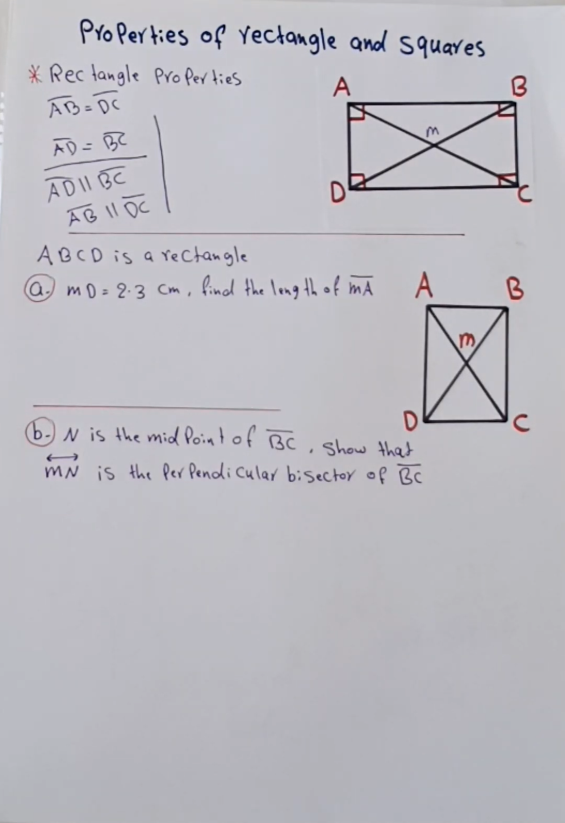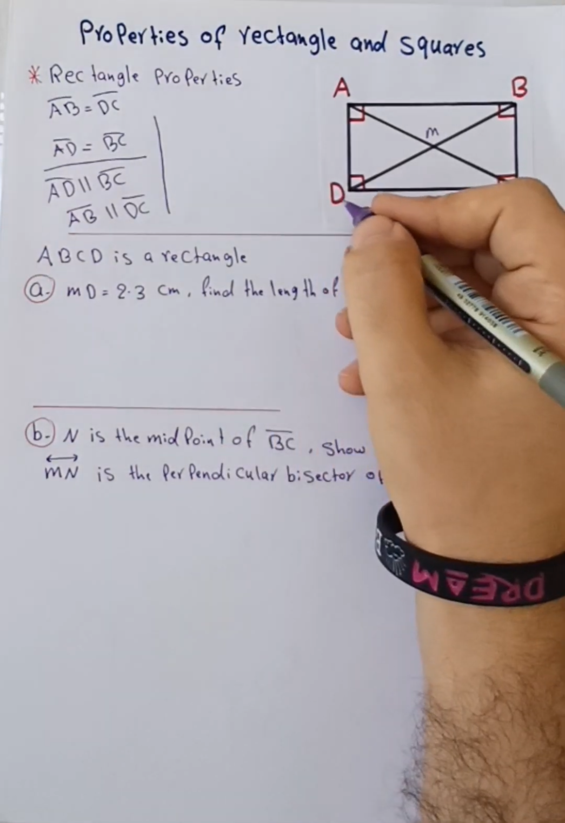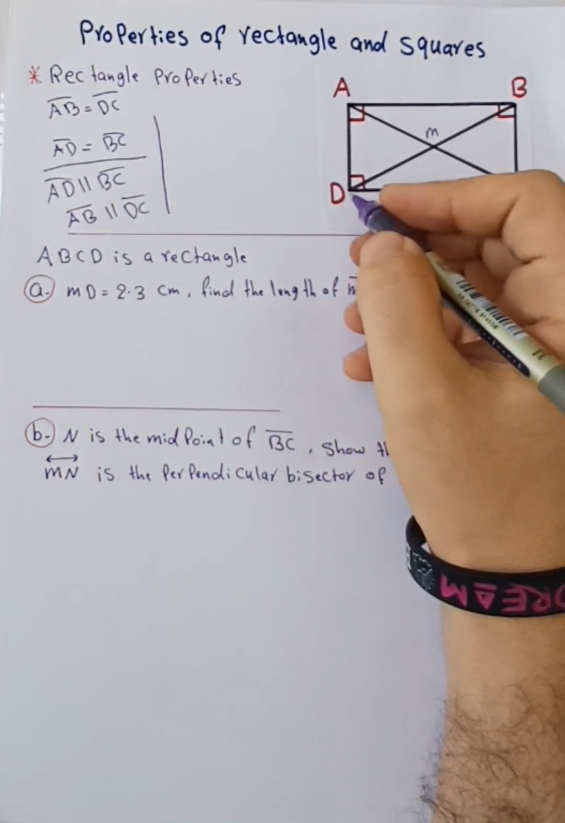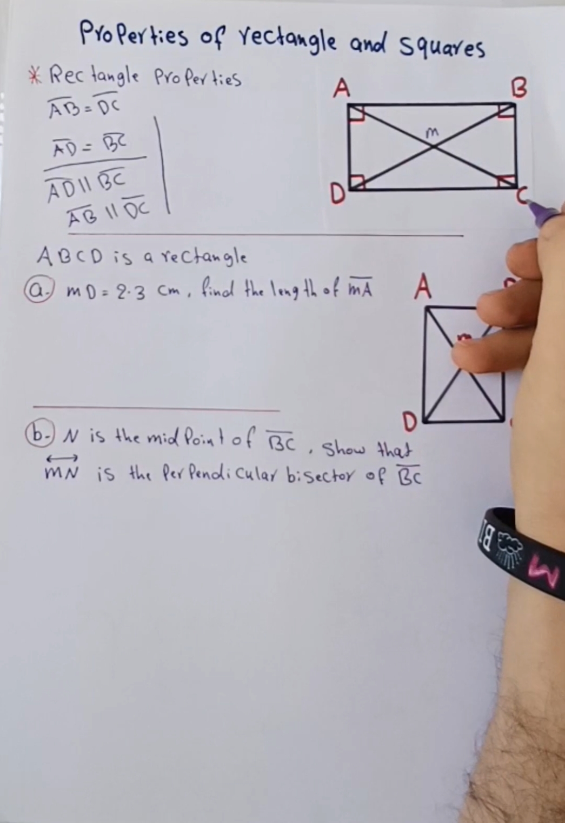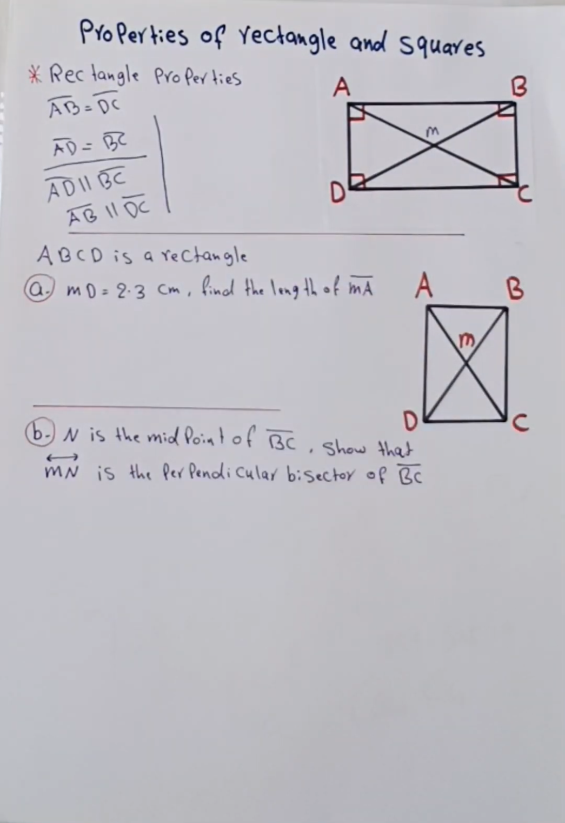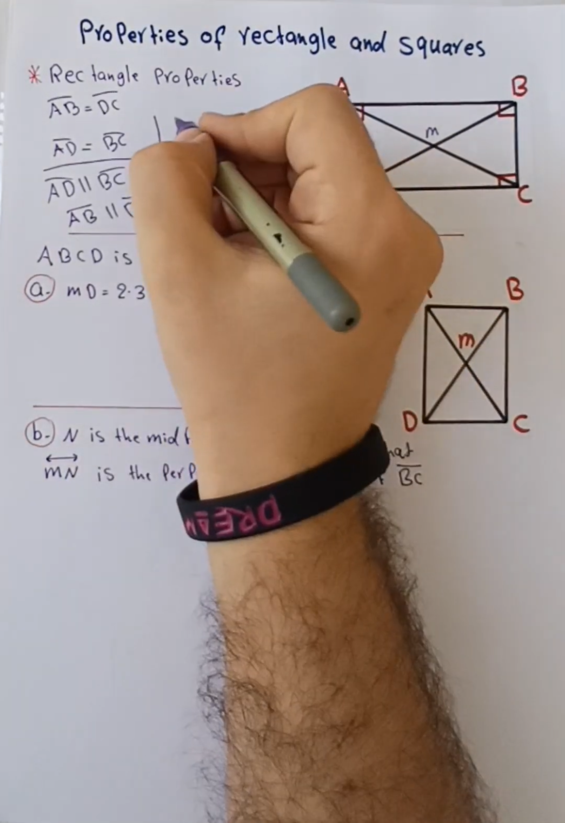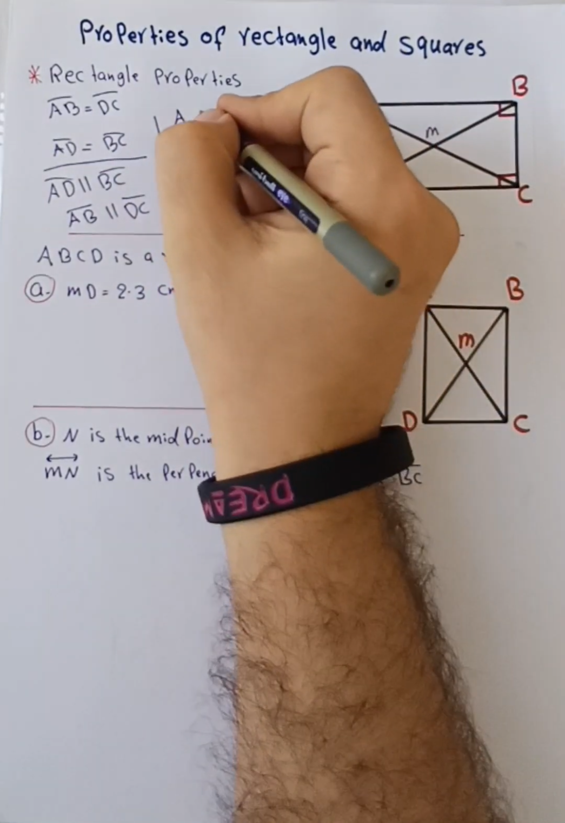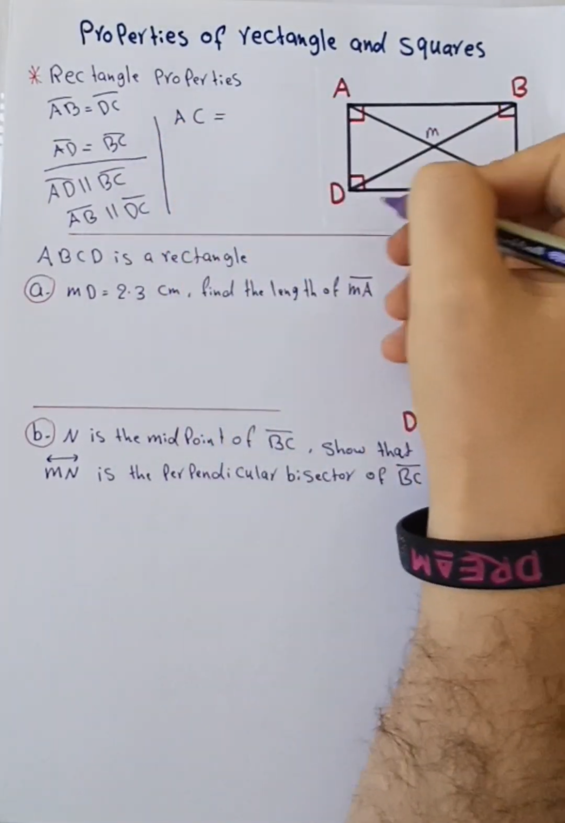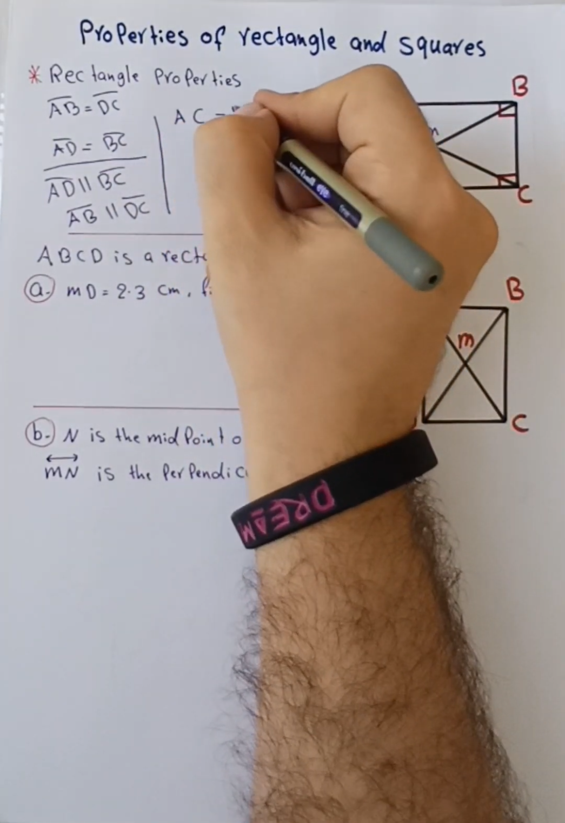After that, the diagonals are congruent. It means DB is equal to AC. They have the same length. So we can say AC equal to DB or BD.